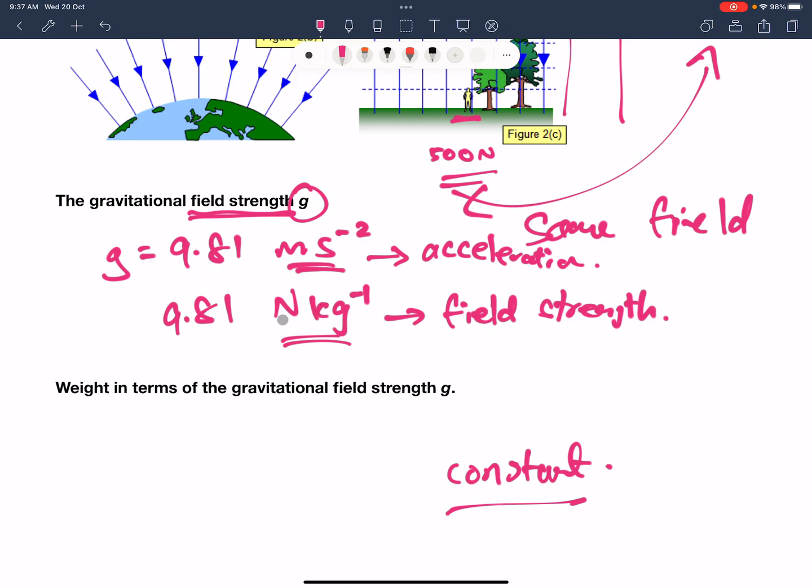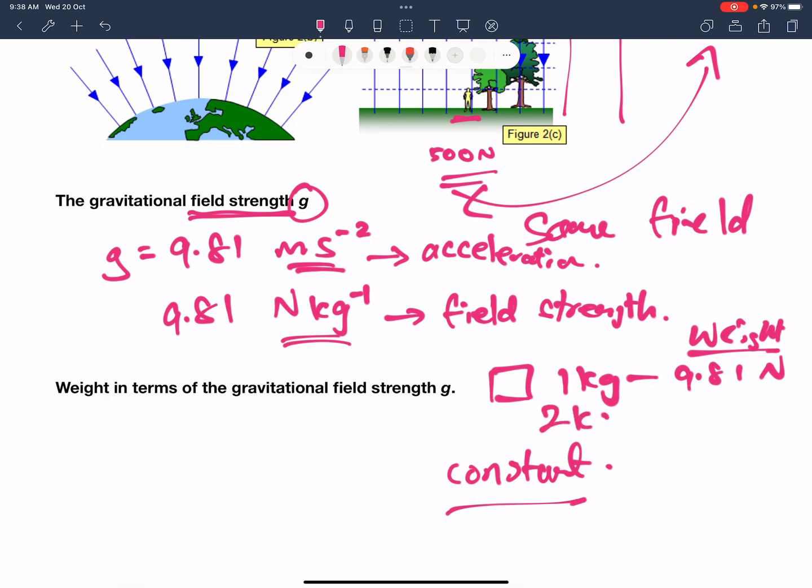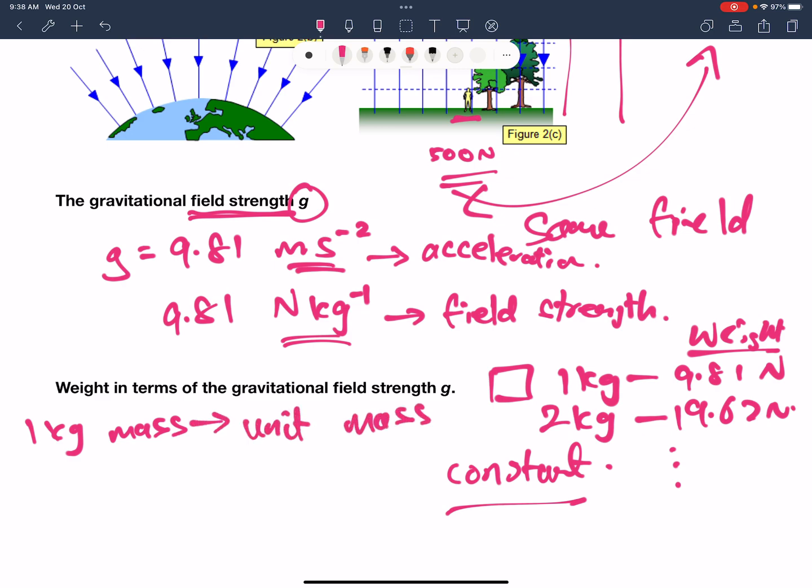What does this unit mean? Seeing that this is 9.81 Newton per kilogram, it means that if I have a mass of 1 kilogram, the weight would be 9.81 Newton. For every kilogram, the weight is 9.81. So if I have 2 kilogram, the weight would be twice of 9.81, which is 19.62 Newton, and so forth. That is the meaning. So a field strength describes how strong the field is for 1 kilogram mass. Sometimes we refer to it as unit mass because unit refers to 1.